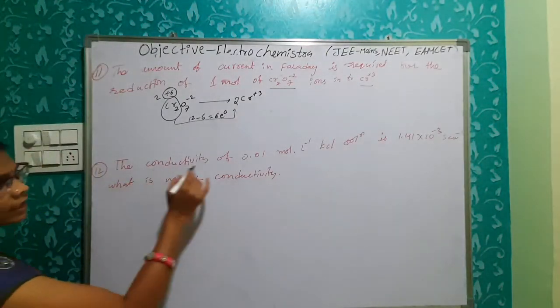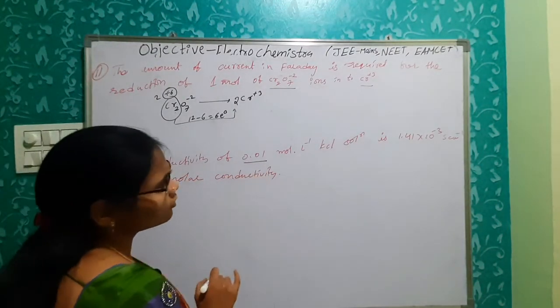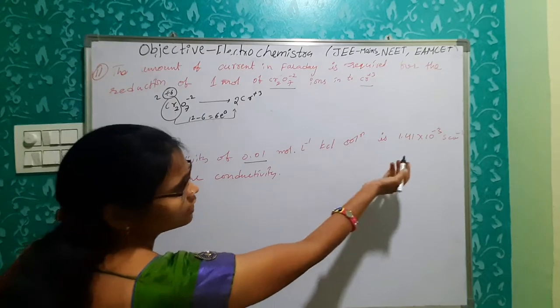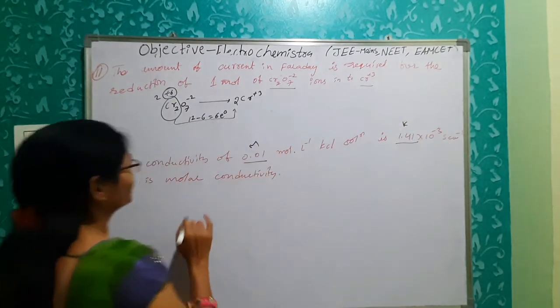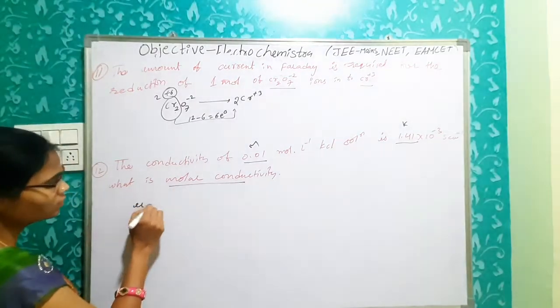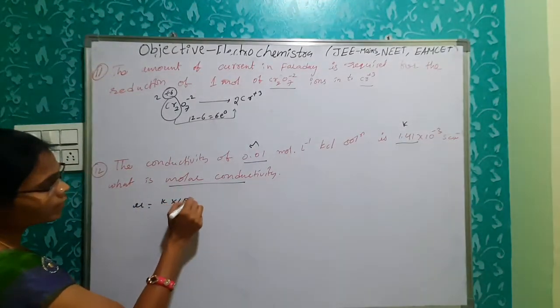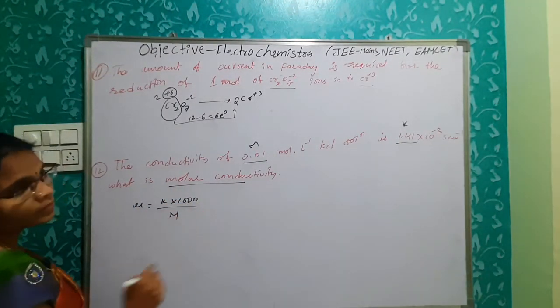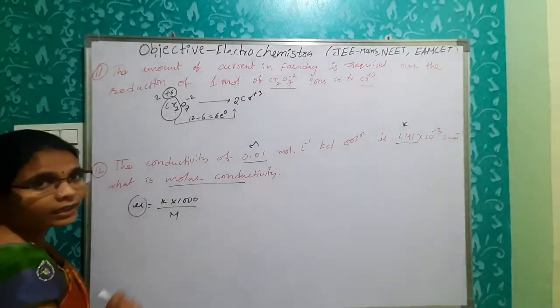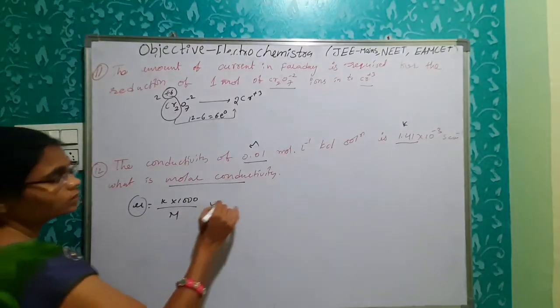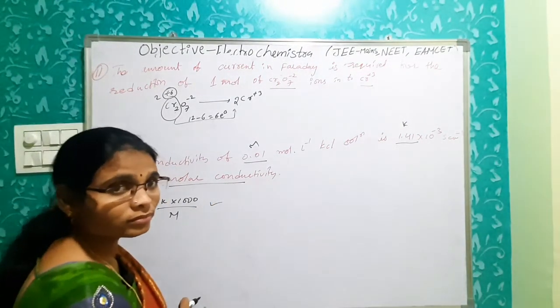The next: conductivity of 0.01 moles per liter of KCl. This is the K value, and this is the molarity value. So the molar conductance formula is K into 1000 by molarity. Molarity is given, K is given, so you have to calculate the molar conductance. Just do it yourselves.